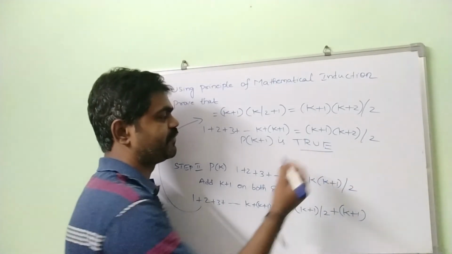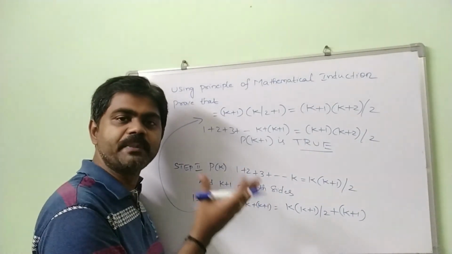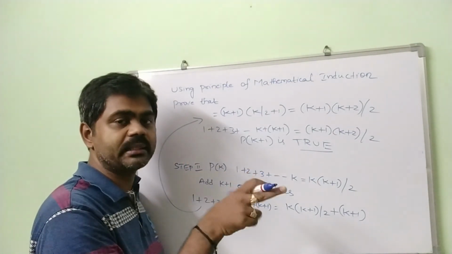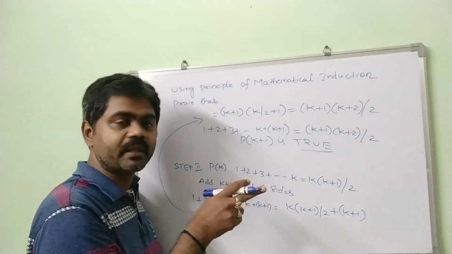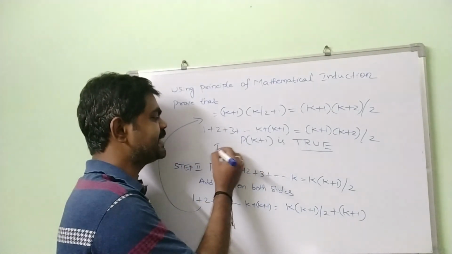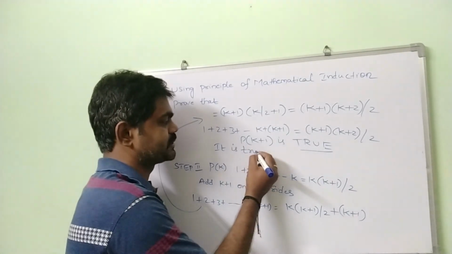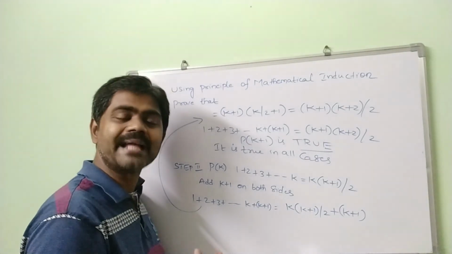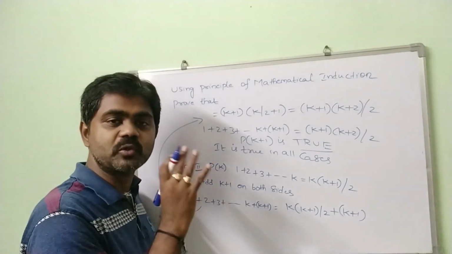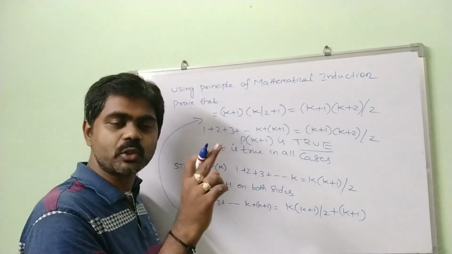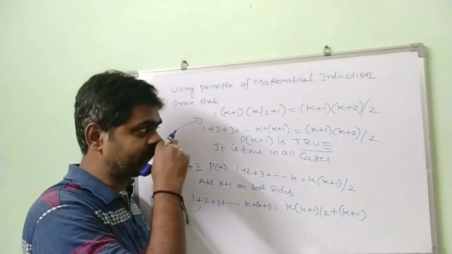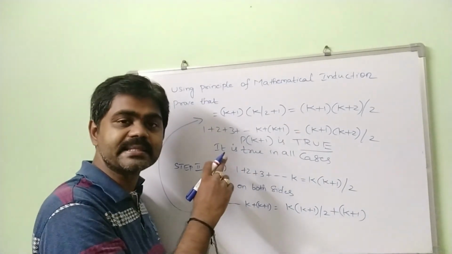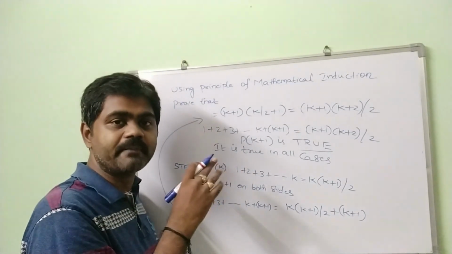Okay. So first P of 1 is true. Later on we substitute P of k. P of k is also true. Later on we substitute for P of k plus 1. P of k plus 1 is also true. So it is true in all cases. This is called mathematical induction proof. So we prove that 1 plus 2 plus 3 so on n equal to n into n plus 1 by 2. Okay. So finally we get it is true for all the cases. So in this way we will solve the proof of mathematical induction.